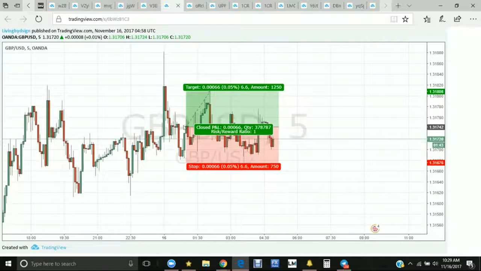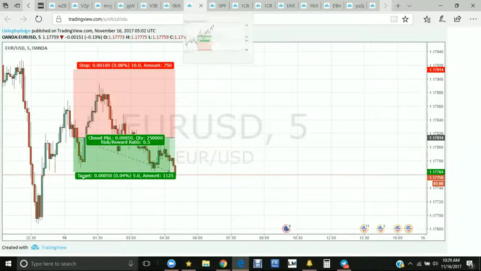Here's one. It told us to get in. It had a little drawdown here. This is GBP USD, and then it went up and it spiked and hit my take profit. Actually, I was at 5 pips, so I was out right before it hit this. Just showing you how awesome this web analyzer is. This is a 10 pip stop loss and a 5 pip take profit.